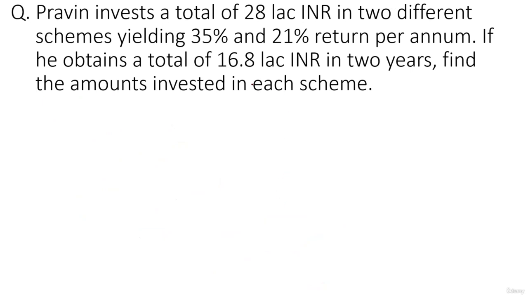So 16.8 lakh INR in 2 years, that is the return you have obtained. एक साल में कितना return मिला होगा? In 1 year, the return which you have got is 16.8 divided by 2, which is 8.4 lakh. Okay, एक साल में, right? Praveen invests a total of 28 lakhs in 2 different schemes, right? Okay. Suppose 35% वाला स्कीम है, उसका इंटरेस्ट रेट 35% है, उस पर x रुपीज इन्वेस्ट किया, 21% वाले पे suppose y रुपीज इन्वेस्ट किया.